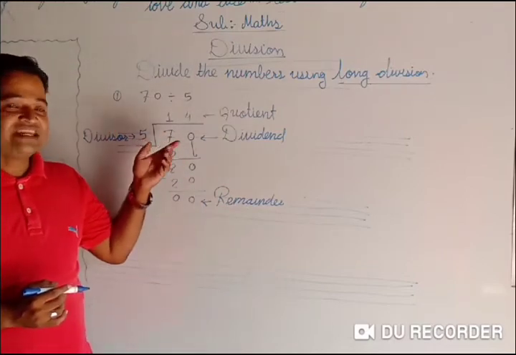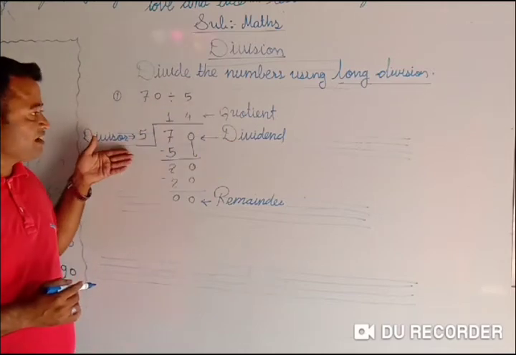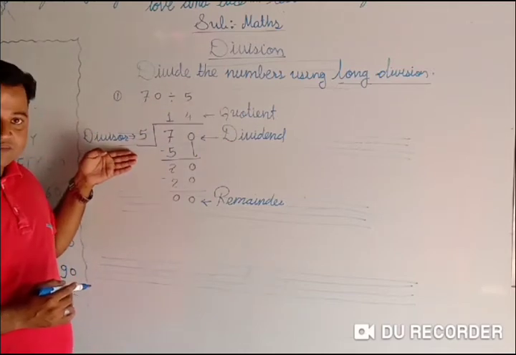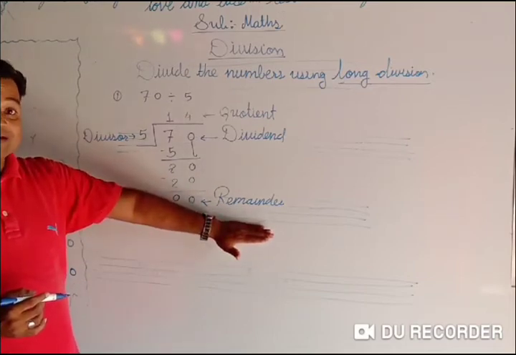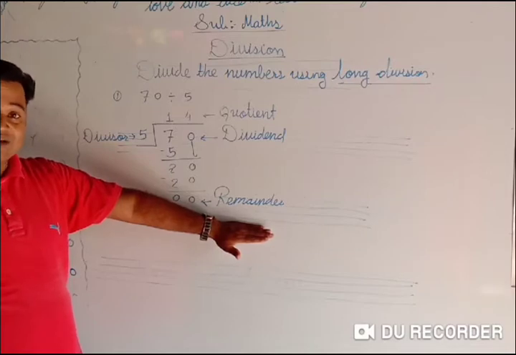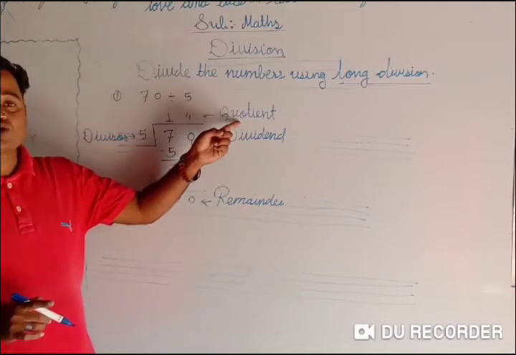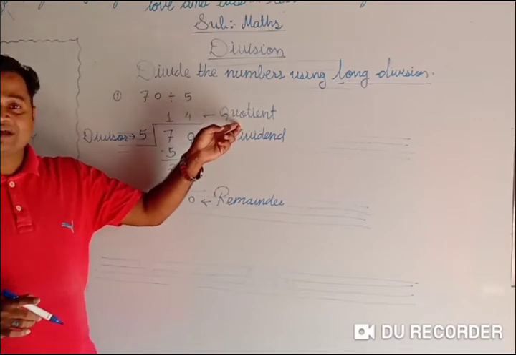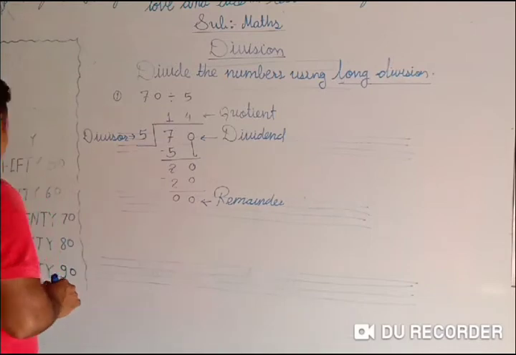So these four terms you have to keep in mind. The number which we divide is called the dividend. The number by which we divide is called the divisor. The number which remains at the bottom is called the remainder, not reminder, remainder. And the answer of division is called the quotient.